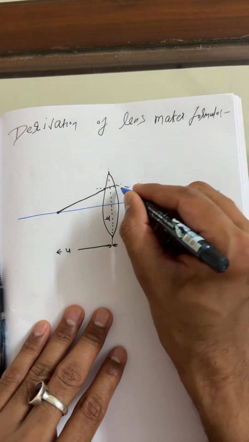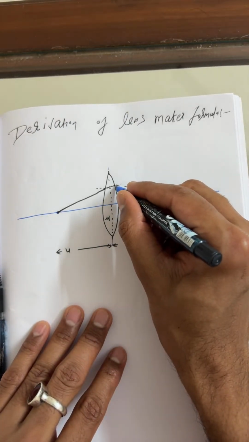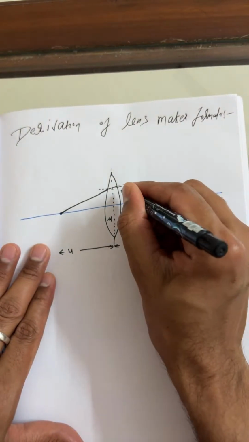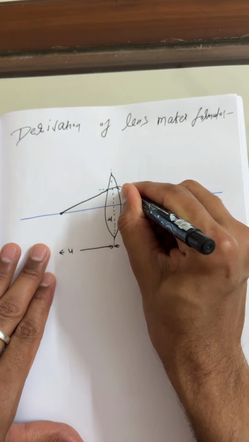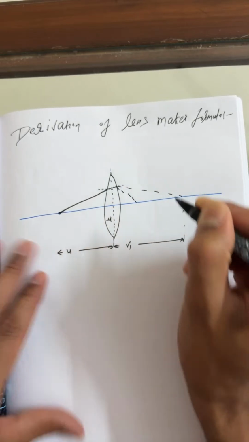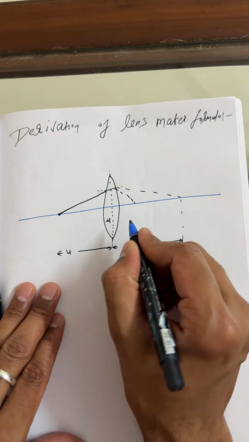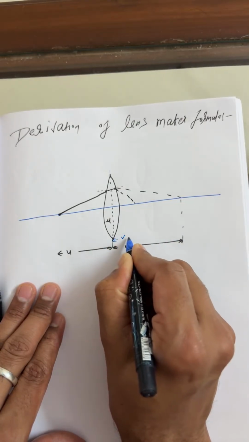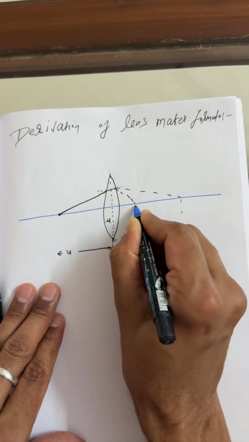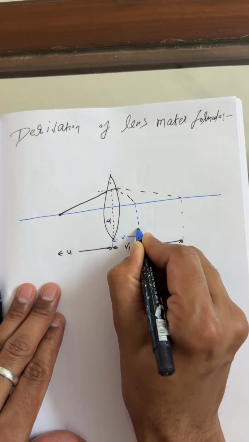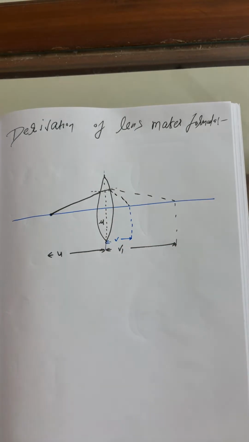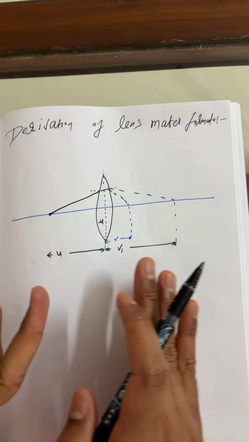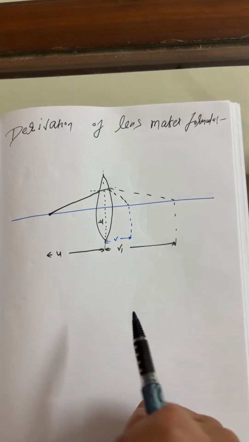Then students, the ray will not stop over here. The ray will again perform one more refraction, and that is your final image. So this is V. This distance, students, this is V. Very nice. Now, these are all the things I said about how image formation takes place.